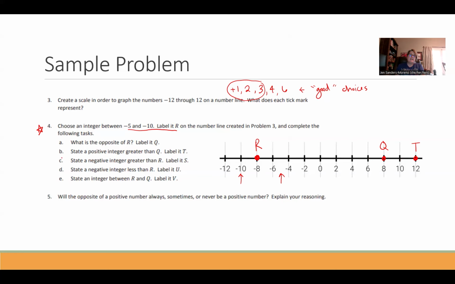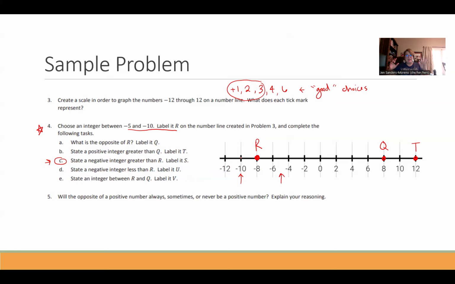Then it says, okay, so here's where I'm going to kind of focus because this is the sneaky tricky, okay? State a negative integer greater than R, label it S. Okay. So this is where it gets kind of confusing because what kind of number is greater than -8? Is -6 greater than -8 or is -10 greater than -8? And we could have students discuss both ways and try and choose, but there's actually only one right answer.